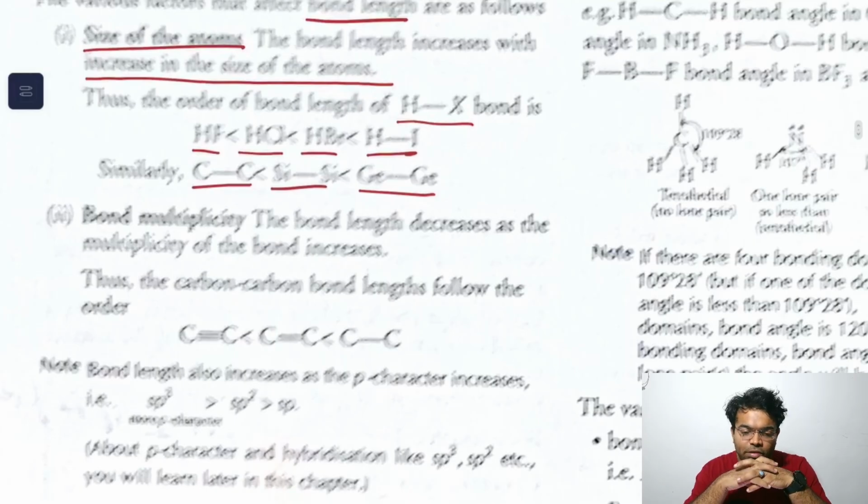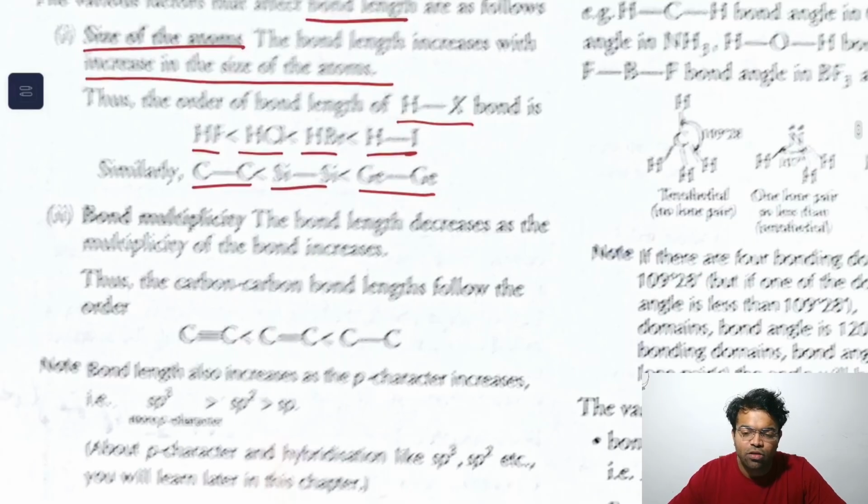Okay, now think about this. See, why does a bond actually form? It forms due to the overlap of the orbitals. That is what you're going to see in the next topic, the VSEPR theory. Usually, what happens is that there is an overlap taking place between the two atoms.